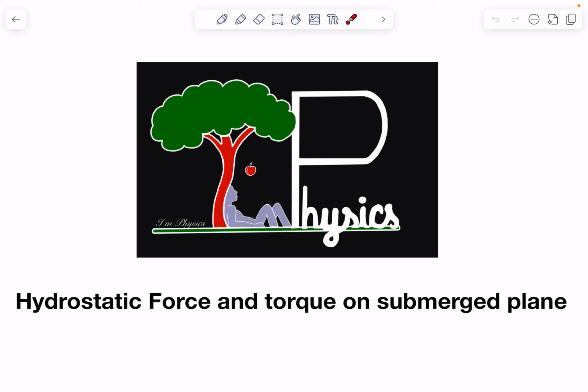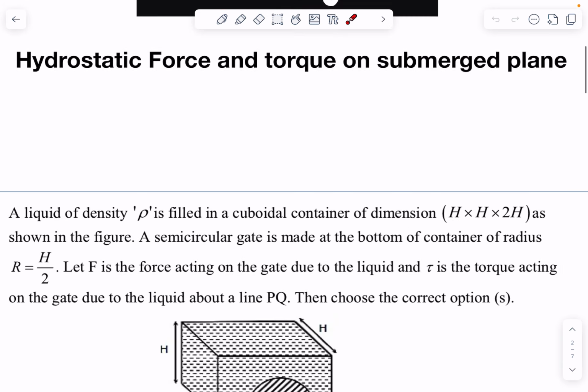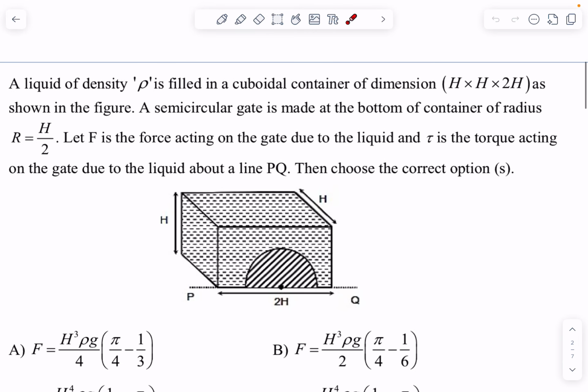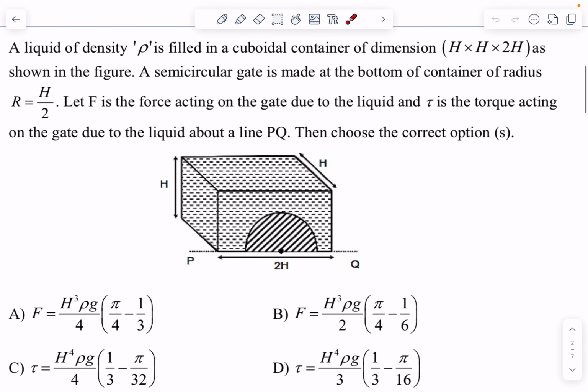In this video, we are going to discuss a problem based on hydrostatic force and torque on submerged plane. So here is the problem. Let me read out the problem statement first.